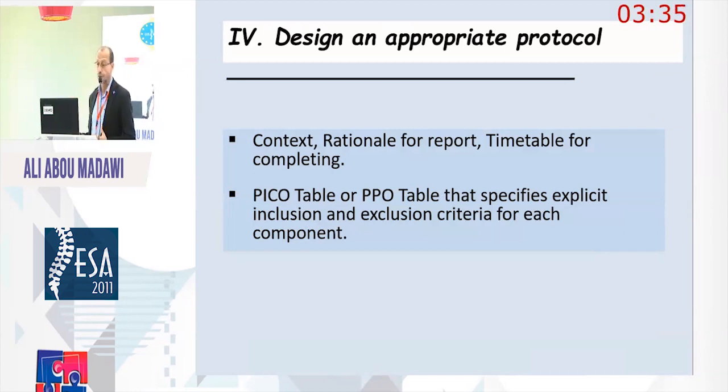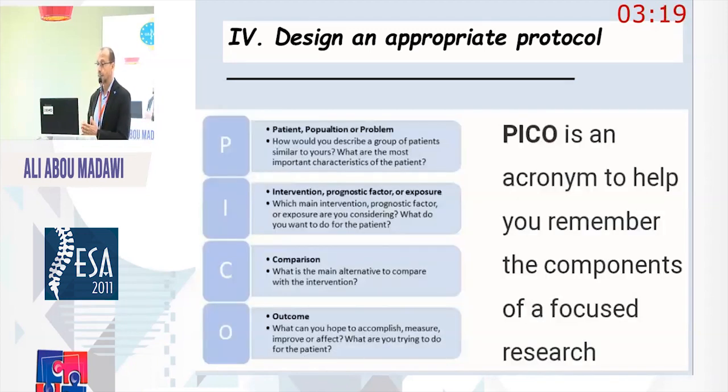this systematic review. Use the PICO table, and the PICO table is important, especially you have to add to the PICO table the inclusion and exclusion criteria of the research. And this is how to see that PICO is an acronym to help you remember the components of focused research. So this PICO table includes the patient or the population, the intervention, the comparison, and the outcome, with all these points in your mind while doing the research.